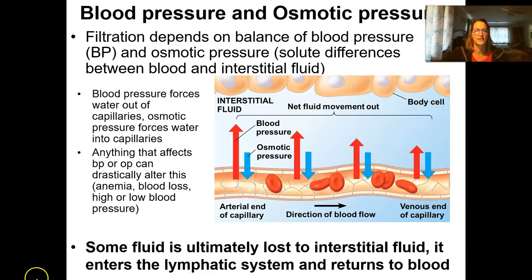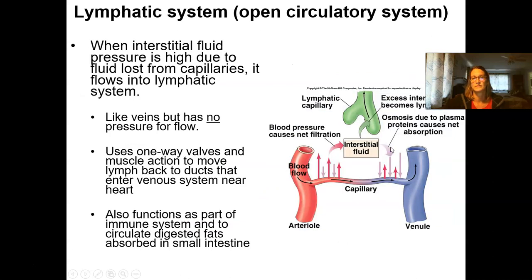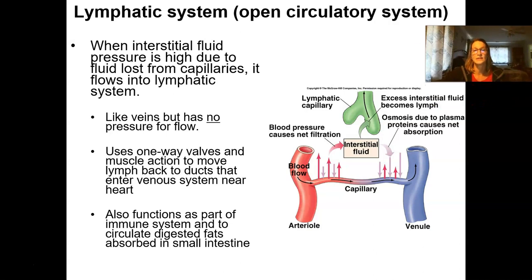Here, some fluid is lost to the interstitial fluid, and it's going to enter the lymphatic system and eventually get returned to the blood. The lymphatic system is our second circulatory system. We have our cardiovascular system, which is a circulatory system, and we have the lymphatic system, which is also a circulatory system. While the cardiovascular system is a closed system, the lymphatic system is an open circulatory system.